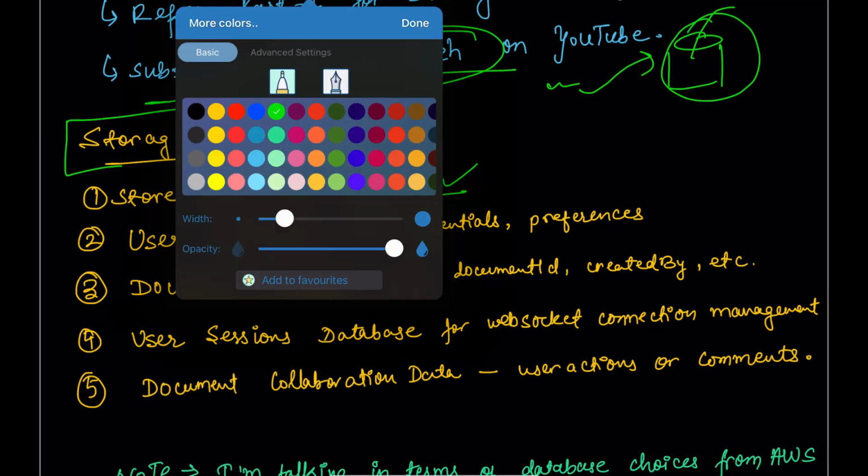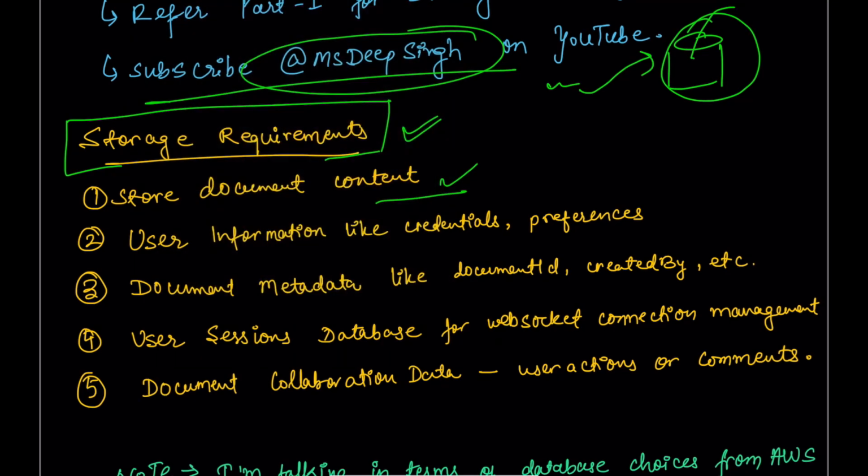We want to store the document content, like whatever you are storing in the document, A, B, C, D, E, F. So all this content should be stored in some database, right? So this is our first use case.